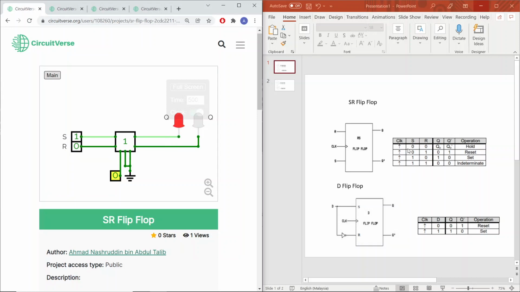In the SR flip-flop, if S and R are 1 and 1, the operation is indeterminate. It is not functioning, because this means the operation cannot be handled by the SR flip-flop. So that is all for the SR flip-flop.